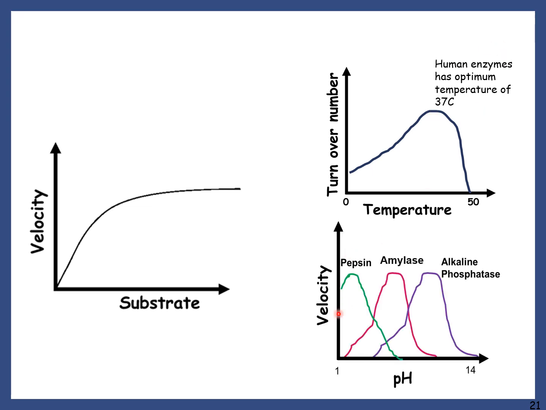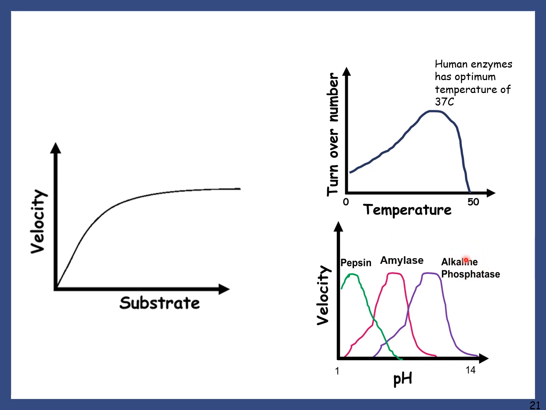Similarly, enzymes are sensitive to the pH. Pepsin, which is a stomach enzyme, works at a very low pH, while amylase, which is a salivary enzyme, works around pH 7, because our saliva has a pH around 6.8 or 6.9, so its optimum is in that range.